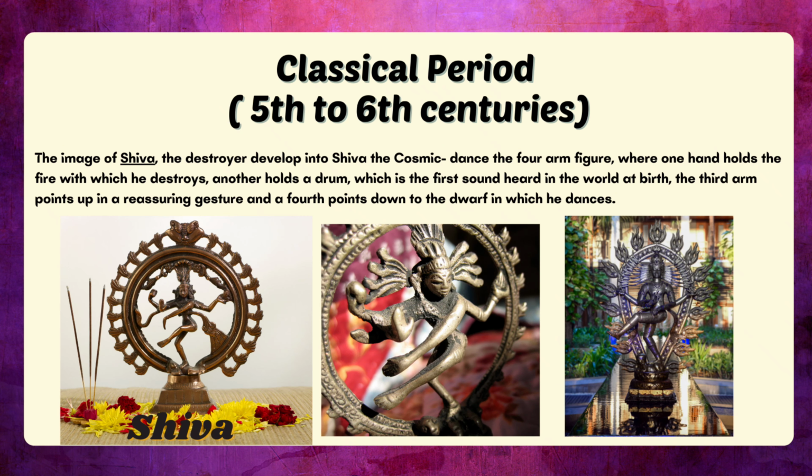Classical period, 5th to 6th centuries. The image of Shiva, the destroyer, developed into Shiva the cosmic dance, the four-arm figure, where one hand holds the fire with which he destroys, another holds a drum, which is the first sound heard in the world at birth. The third arm points up in a reassuring gesture and a fourth points down to the dwarf on which he dances.